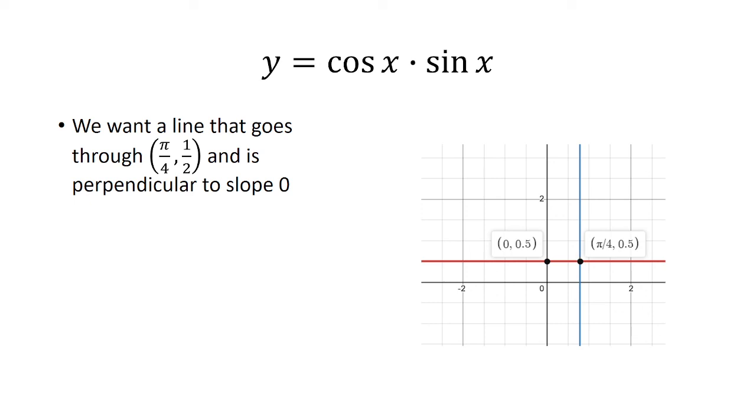Now, another argument is that if you take the opposite reciprocal, that's negative 1 over 0, which we know is going to be undefined. So when is a slope undefined? That is when we have a vertical line, like this. So in either case, we see that the normal line is just the equation x equals pi over 4.